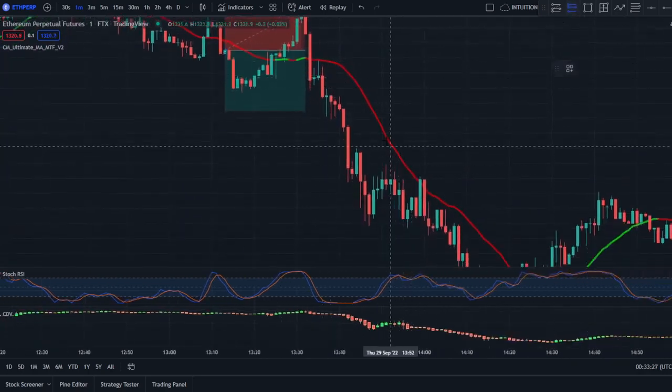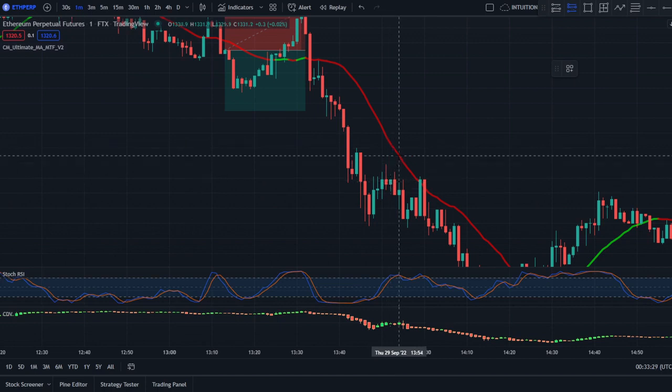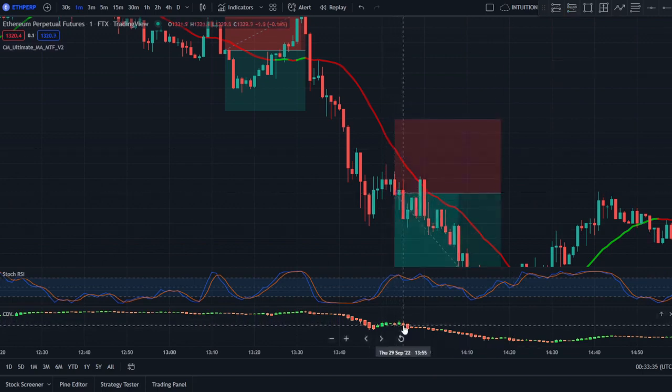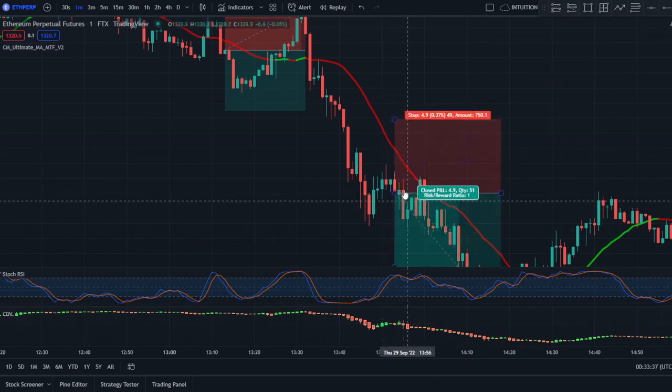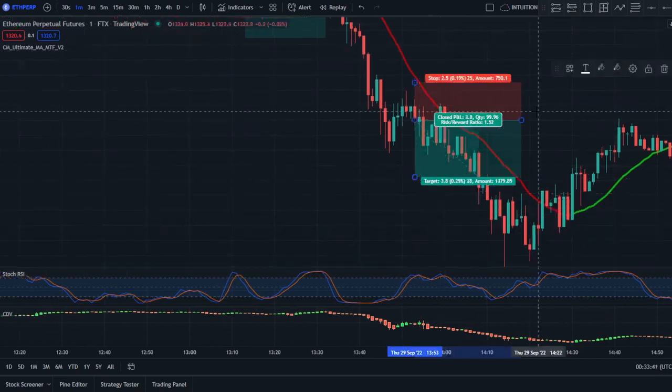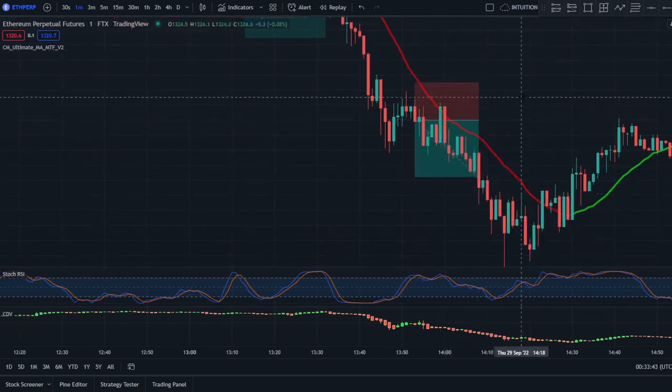Here we have another position. Price is below the trend line, and the trend line is red in color, and we see that we have a red signal on this candle right here where the crossover happens, and that's a valid position, and we take a 1:1. So there we have another win.